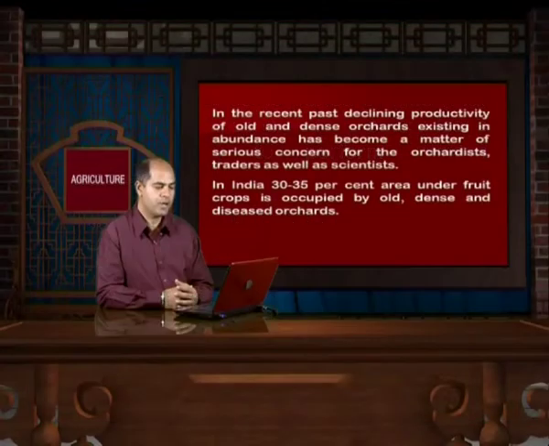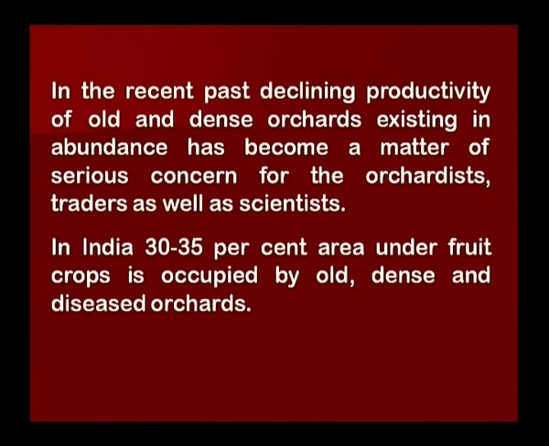In the recent past, declining productivity of old and dense orchards existing in abundance has become a matter of serious concern for the orchardists, traders as well as scientists. In India, 30 to 35% area under fruit crops is occupied by old, dense and diseased orchards.